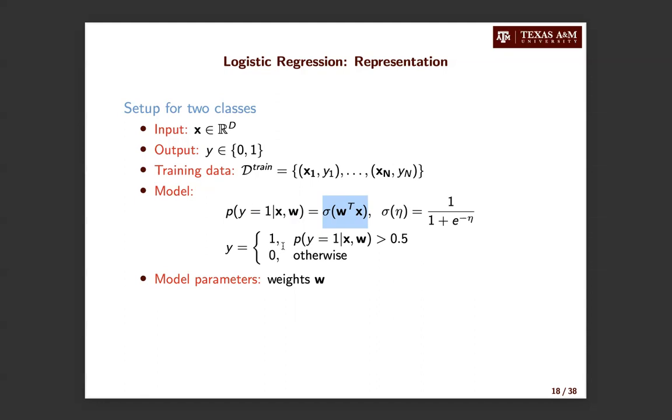As part of the decision rule, we can assume a threshold of 0.5 if we want to assign a class to our input sample. So for example, if this probability is greater than 0.5, we can assign the sample to class 1. Otherwise, we can assign the sample to class 0. And given that we have a set of training data, the model parameters that we need to find are again the weights of our model, the weights with which we multiply our input space.